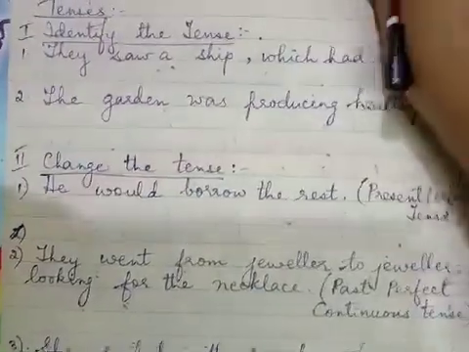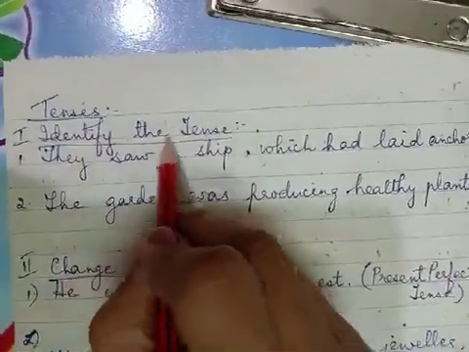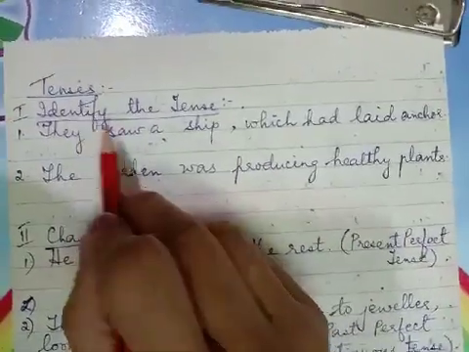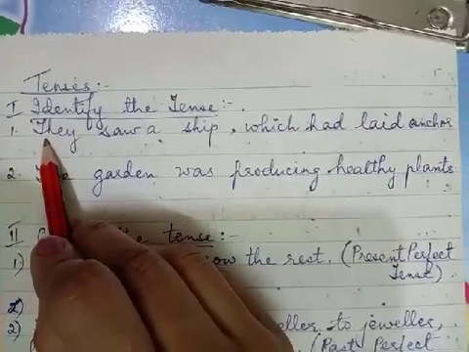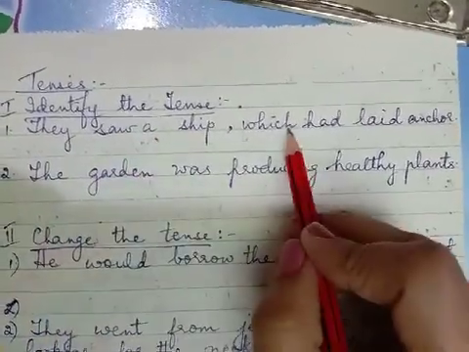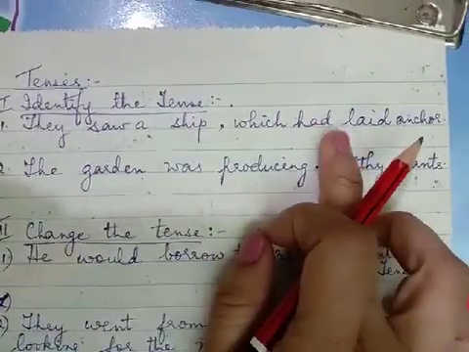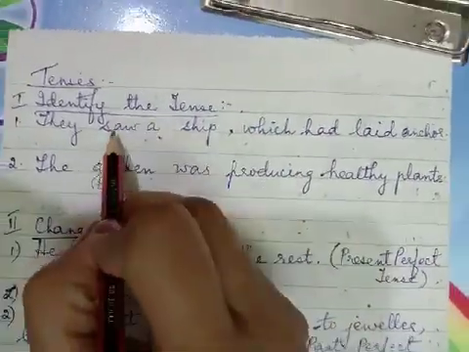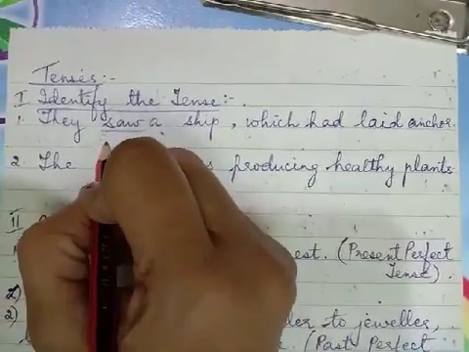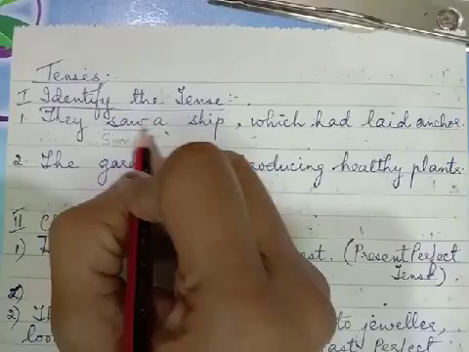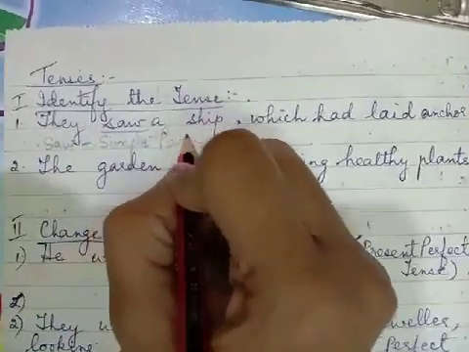So now let us see the first topic, that is identify the tense. Here identify means you have to pick out the verb and say which tense it is. Let us look at the first sentence. They saw a ship which had laid anchor. You can see that this sentence has two verbs because there's a conjunction here. So they saw a ship. Saw is one verb. So this verb is in the simple past tense. So you will pick out that verb down, saw, and write simple past tense.